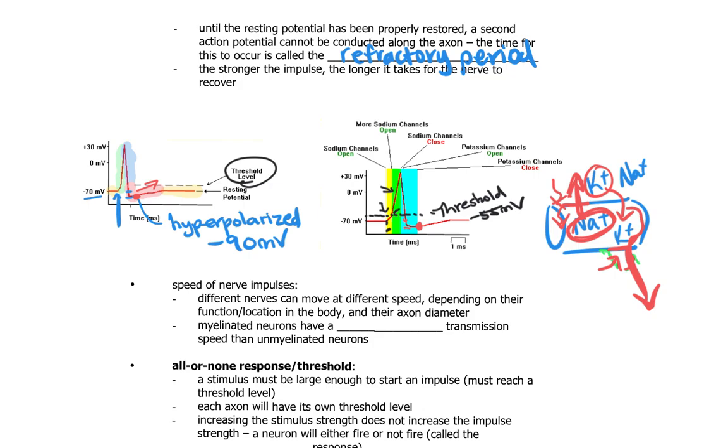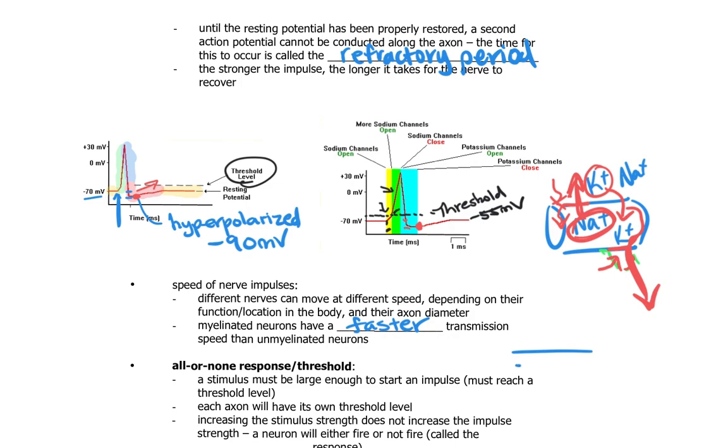The different speed of nerve impulses can be based on where they are in the body and the axon diameter, but what we really focus on in Bio30 is whether or not they're myelinated or unmyelinated. Myelinated neurons have a faster transmission speed than unmyelinated neurons.